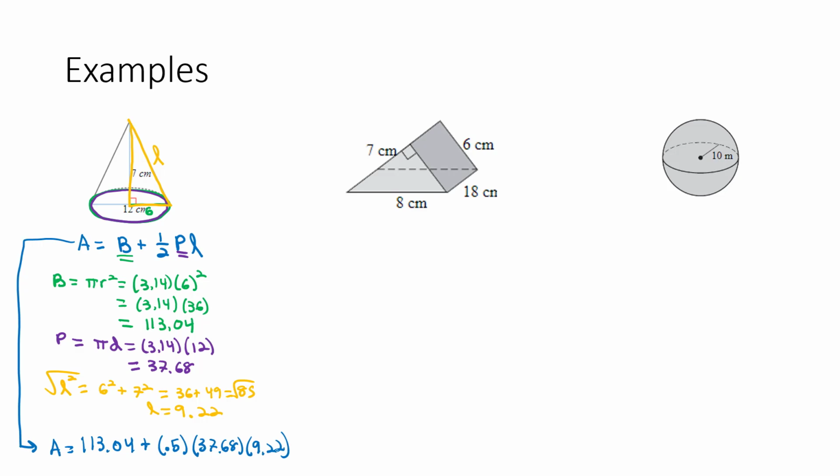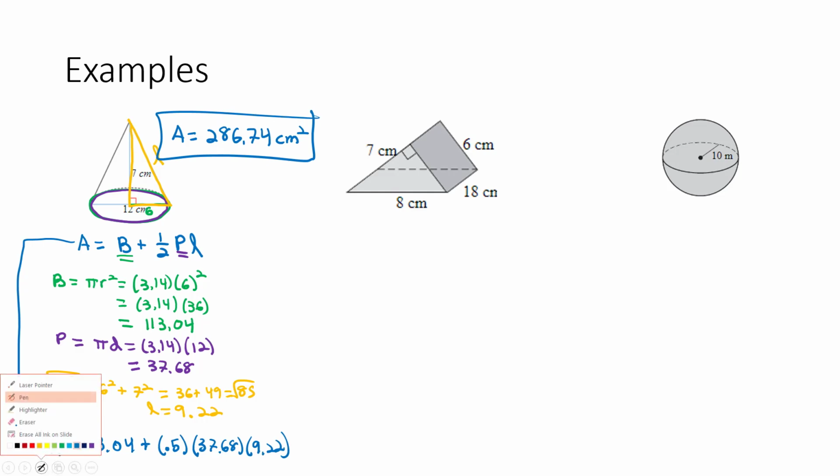If I don't have a scientific calculator, I have to do that multiplication first. I do, so I'm going to do 113.04 plus 0.5 times 37.68 times 9.22, and I've got my surface area for this cone is equal to 286.74 centimeters squared. So we do have to do a little bit of work to get all the pieces of our surface area formula, but the formula is the same regardless of the shape of the base.